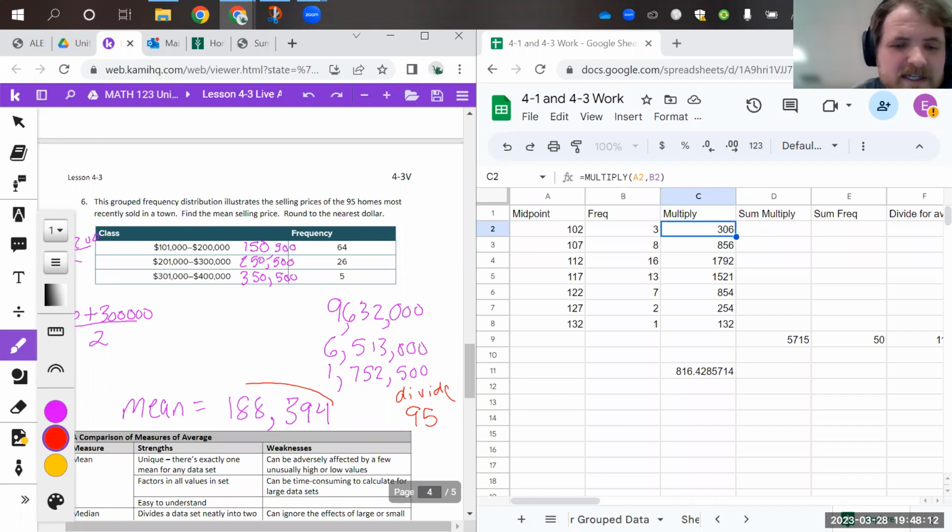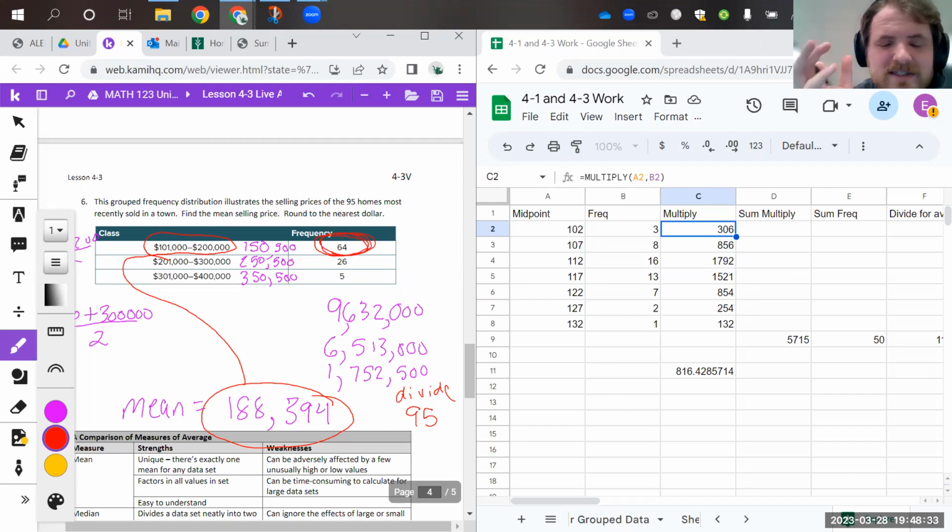If we had to interpret this, 188,000 puts us in that first housing bracket, which again would not be the median number, or the median might be in there, but it's not in the middle category, because there are 64 homes in that housing bracket, so it's really dominating, kind of skewing the data towards that first bracket there.